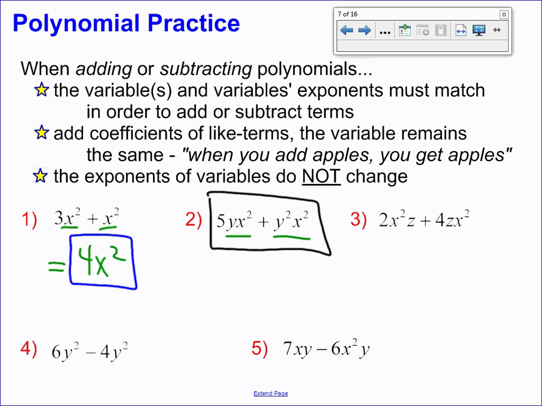Number 3, are these like terms? Well, it turns out that this x squared z term and this zx squared term are like terms because they're both x to the second power and z to the first power. Order doesn't matter. That is, z times x squared is the same as x squared times z, so guess what? You can combine number 3. This would equal 6x squared z, because the exponents on those variables do match. So they are like terms. Go ahead and try 6y squared minus 4y squared and 7xy minus 6x squared y.